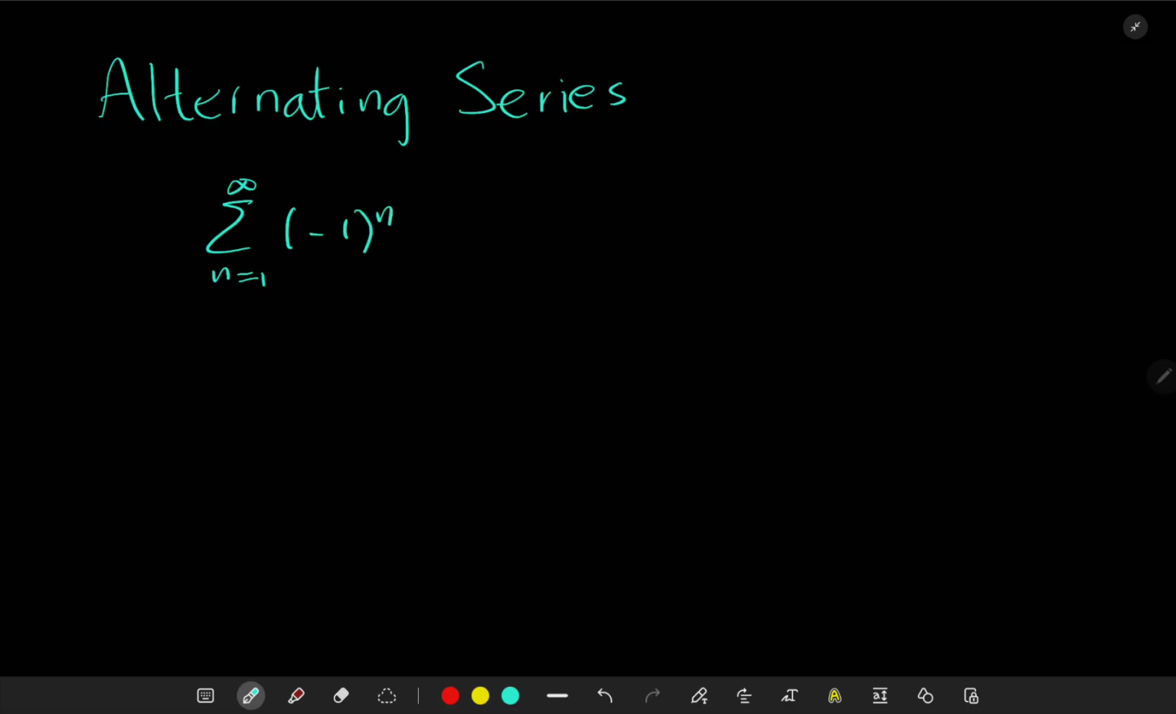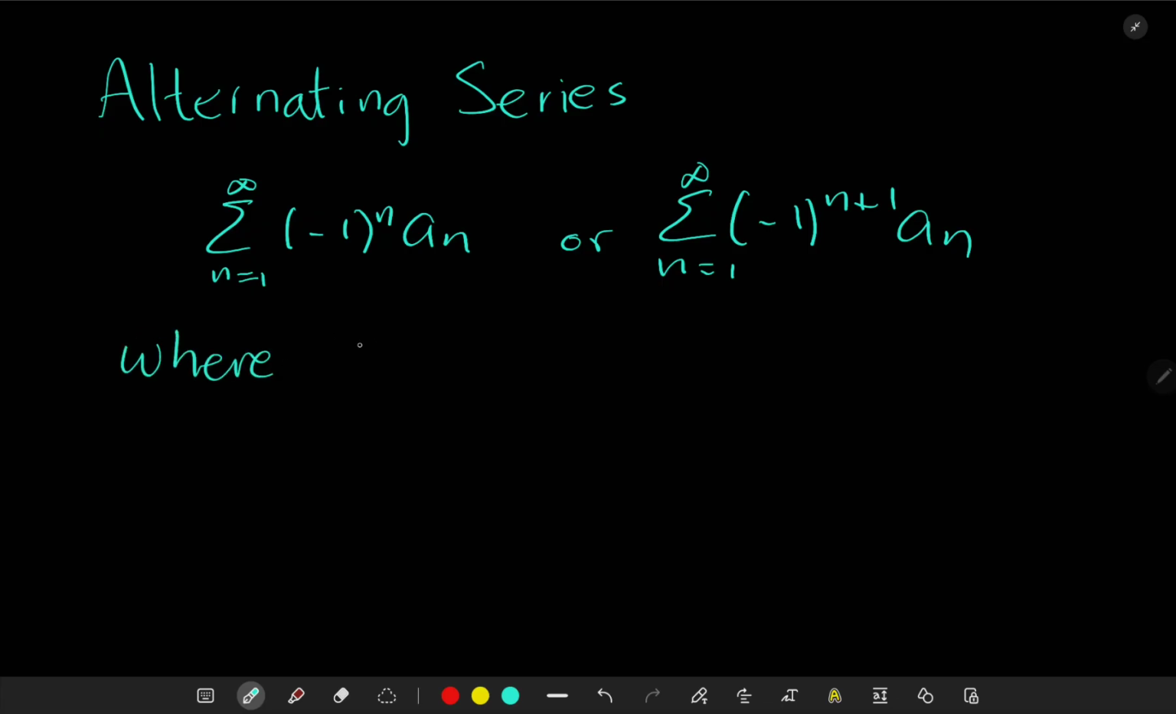to the n, a sub n, or the sum from n equals 1 to infinity of negative 1 to the n plus 1, a sub n, where a sub n is going to be positive, or non-negative rather, for all n greater or equal than 1. This means for all. Normally I don't write that kind of notation, but let's leave that there.